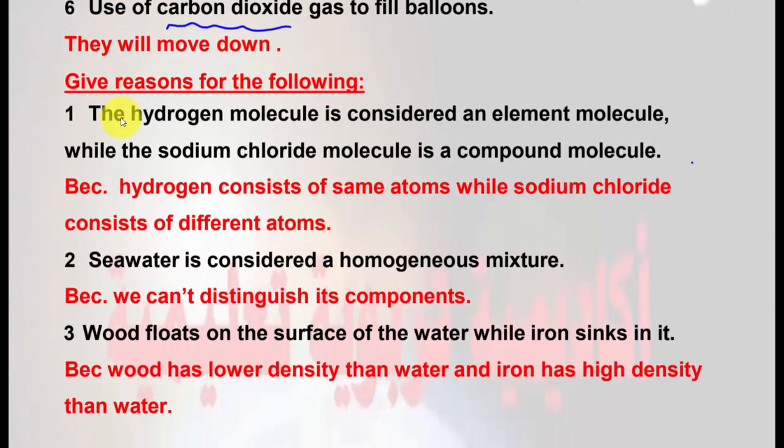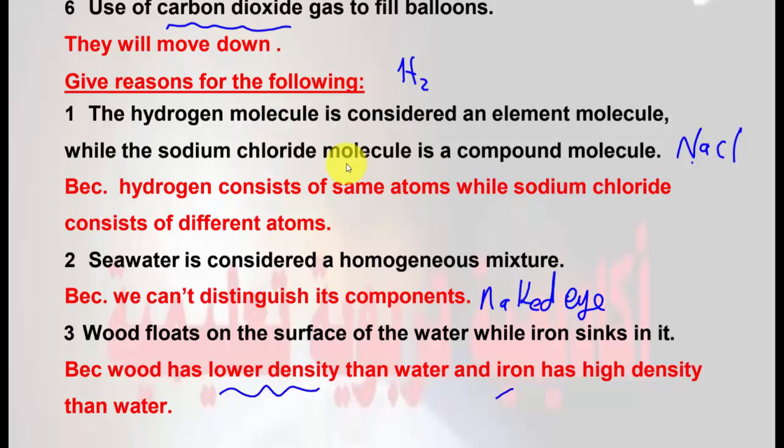Give reason for the following. Hydrogen molecule is considered an element molecule while sodium chloride is a compound. Hydrogen H2 consists of similar atoms while sodium chloride NaCl consists of different atoms. Seawater is considered a homogeneous mixture because we can't distinguish its components by naked eye. I can't tell them apart by naked eye. Wood floats on the surface of water while iron sinks in it because wood has low density while iron has high density.